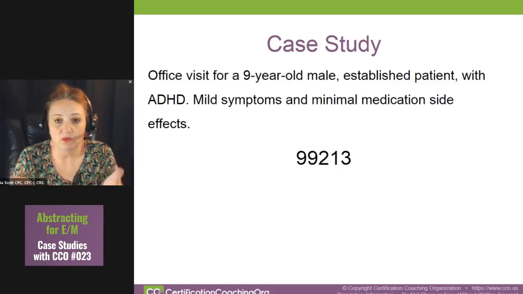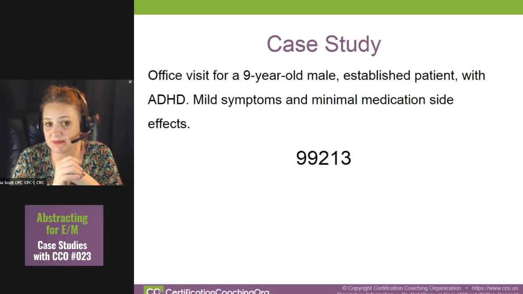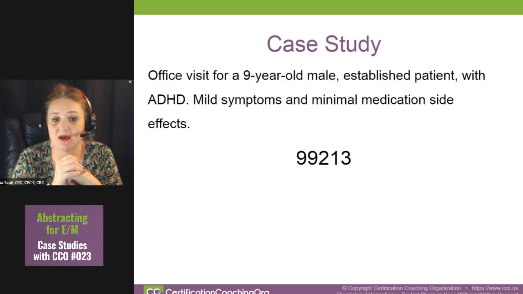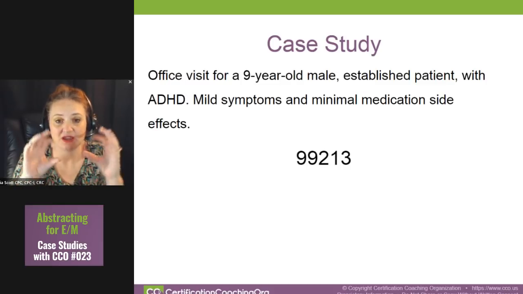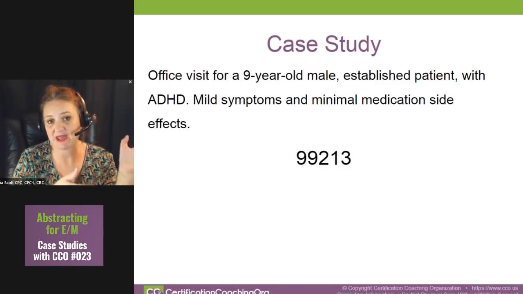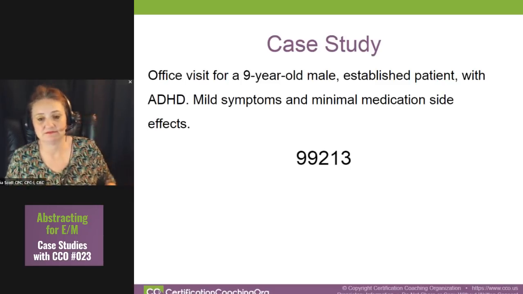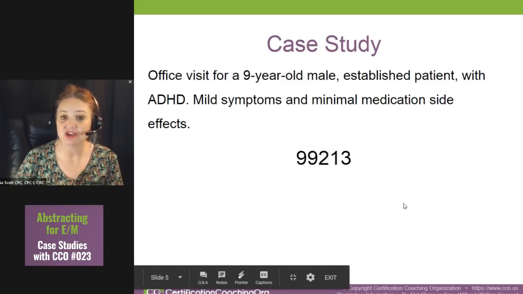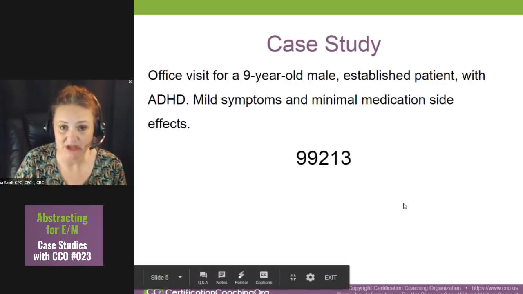Okay, so why is the patient being seen? What is the scenario? We have an office visit. This is an established patient. It's a 9-year-old with ADHD, mild symptoms, minimal medication side effects. Okay, so that's the initial basis of what we know about this patient before they come in. And I'm just telling you it's a 99213 ahead of time.